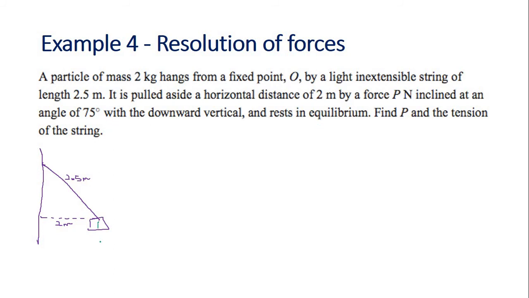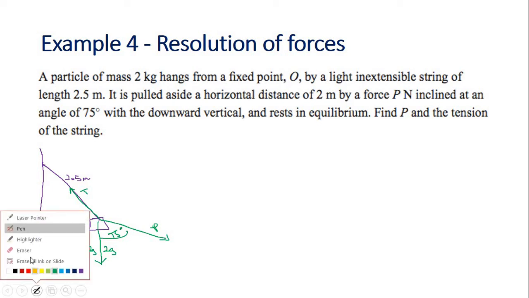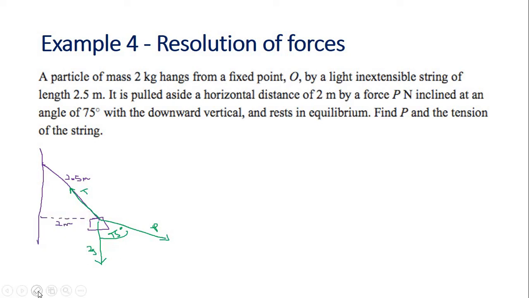So my downwards vertical is my weight force here, which is 2g. 75 degrees is my P force. It's coming at an angle of 75 degrees, and we have tension in the string. Okay, it's in equilibrium, so our forces are balanced. So we're going to be resolving horizontally and vertically again. I might just put this 2g on this side, to make myself a little bit of space.